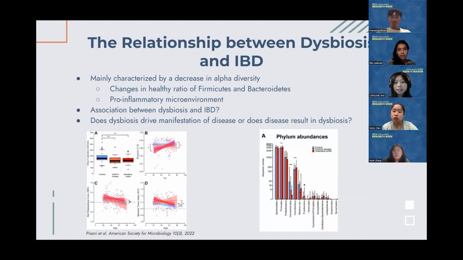Specifically, our study is looking at the relationship between dysbiosis, which is an altered microbiome composition, and IBD. In IBD, the ratio of Firmicutes and Bacteroidetes, which are two phyla of bacteria, is altered, which creates an environment that's really conducive to inflammation. Previous research has shown that there is a strong correlation between dysbiosis and IBD, but the exact sequence is unknown. We're trying to determine whether dysbiosis causes IBD or if IBD actually causes dysbiosis.